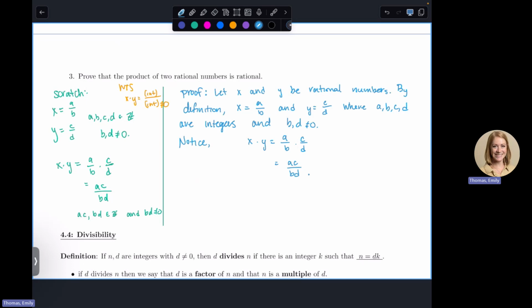Since B times D does not equal 0, keep going. Since that what? What's the rest of that sentence? What has to be true, Ruth? What are the two things that need to be true for this to be rational, which is the thing we're trying to show? B and D can't equal 0. BD is not 0, what else?